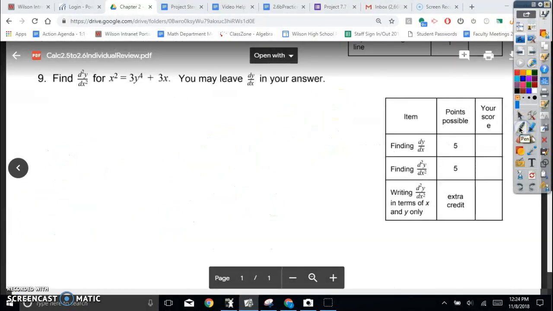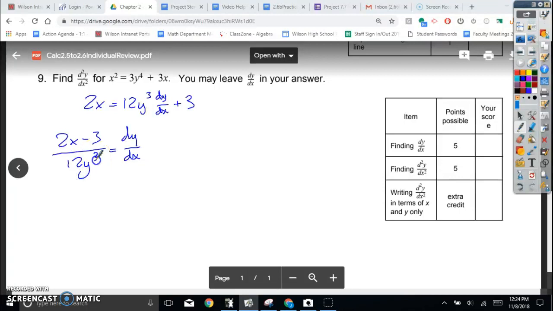All right, this last one I'm going to try to go through quickly. Notice you can keep your answer in dy/dx form. All right, so I'm going to get this started. There you go. So dy/dx will equal 2x minus 3 all over 12y to the third. I'm going to differentiate this now, which will be quotient rule. So I'm going to pause it here, get the work up, and explain it in a second.